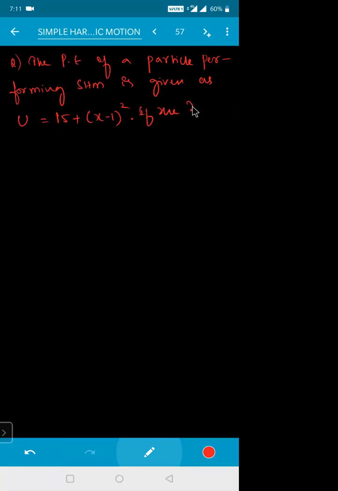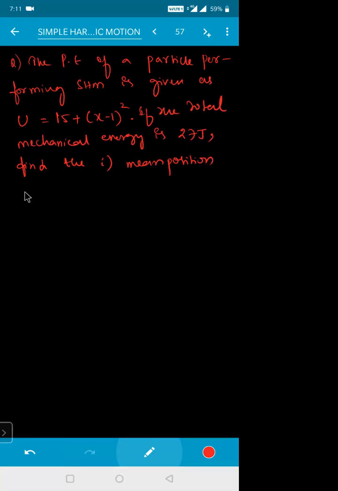If your total mechanical energy is 27 joule, total mechanical energy means total energy. Find, number one, the mean position. We need to find out the mean position. And number two, we need to find out the maximum kinetic energy of the particle.